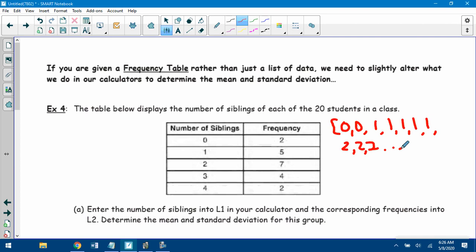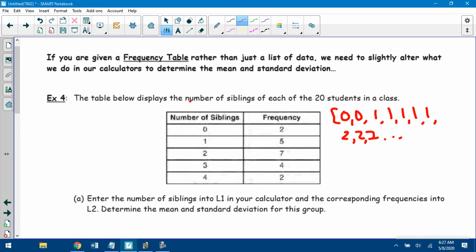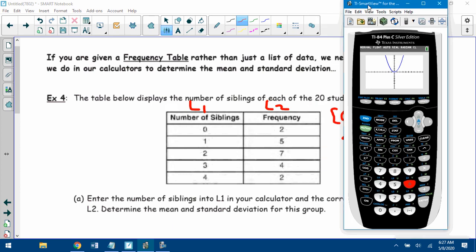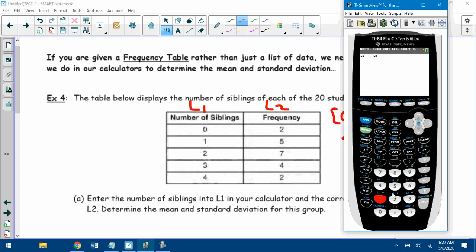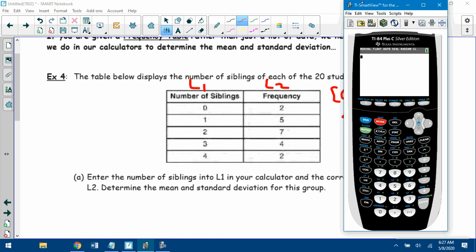etc. Okay, so if I want to put all that in, you could just type it all into L1 like that, or you can enter the number of siblings into L1 and the corresponding frequencies into L2. And the calculator has a way to know that you're looking at a frequency table. Okay, so here I'm going to go to Stat, Edit again. In L1, I'm going to put 0, 1, 2, 3, and 4. And over in L2, I'm going to put 2, 5, 7, 4, 2, corresponding frequencies. Now, most of this is going to be the same, but you have to tell it you're looking at a frequency chart.